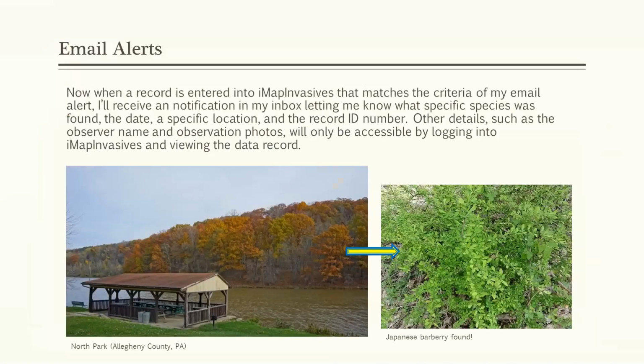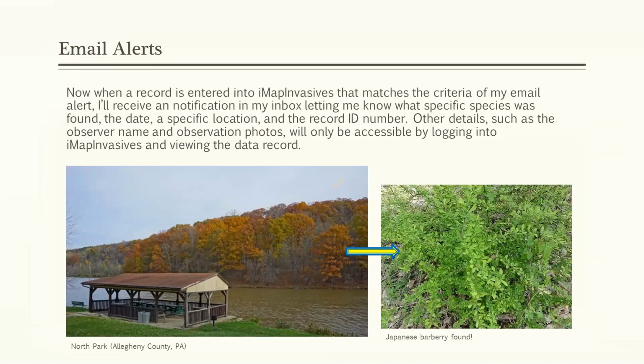Now that I've set up that alert, when a new record is entered into iMapInvasives, it doesn't matter who it is, it can be anybody, and it matches the criteria of my alert, I'll receive a notification in my email inbox letting me know what specific species was found, the date it was found on, and the specific location. So for this one, I'll know it's in North Park. It will also give me the record ID number so that I can go back into iMap and look at that record and see more information about it.